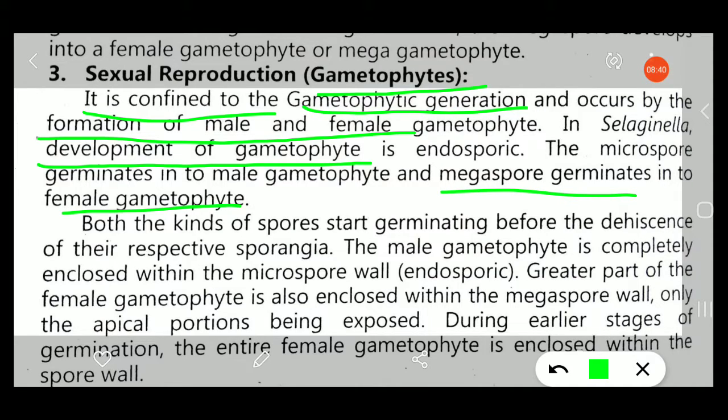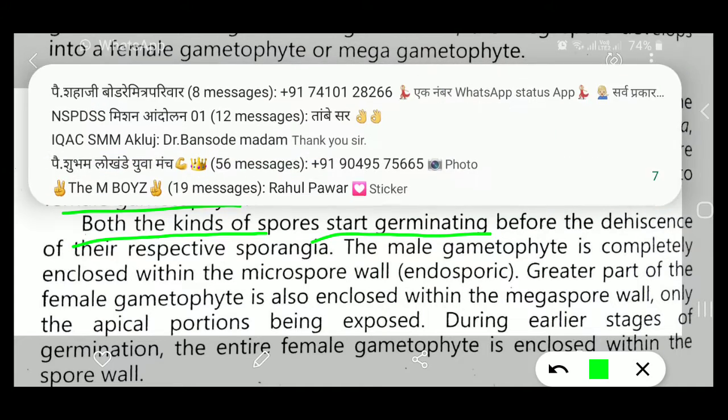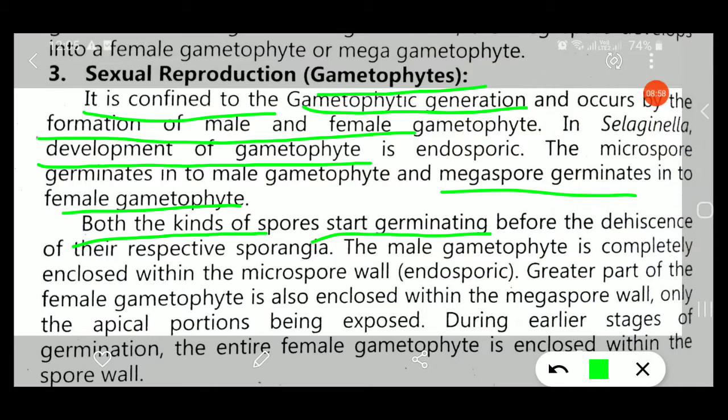These terms you already know. Now both kinds of spores, the microspores and megaspores, start germinating before the dehiscence of their respective sporangia. You know that dehiscence of the sporangia takes place when they mature. Before the dehiscence, the microspores and megaspores inside the microsporangia and megasporangia start germinating. This is very important. Both kinds of spores start germinating before the dehiscence of their respective sporangia.